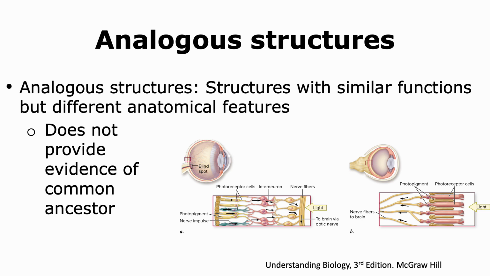Analogous structures do not provide evidence of a common ancestor, and so even though they may have had a common ancestor, this cannot be supported through the presence of an analogous structure. In order to show common descent or the presence of a common ancestor, homologous structures provide better evidence.